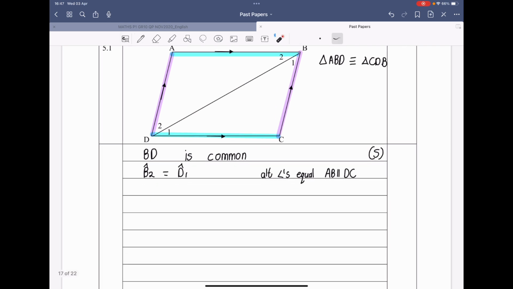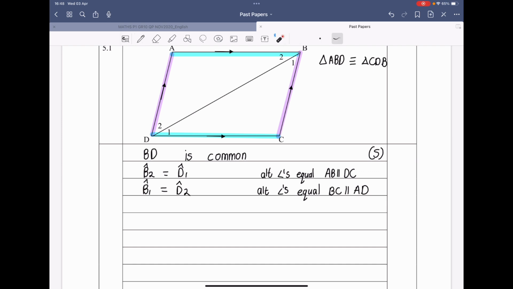And then similarly, I've got that these lines are parallel, and so I've got this structure here, which means that this angle and this angle are going to be equal. So I can then say that B1 is equal to D2, and again, alt angles equal, and this time it's BC that's parallel to AD.